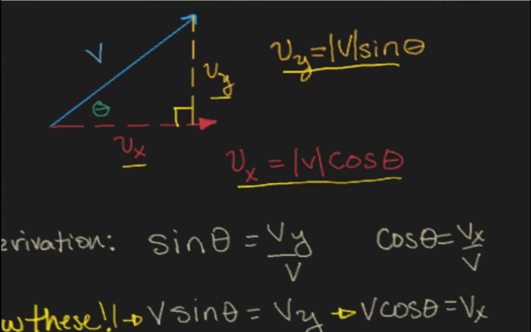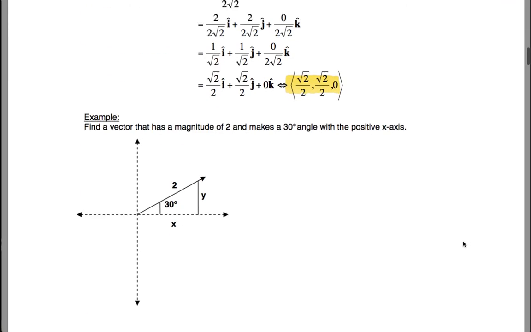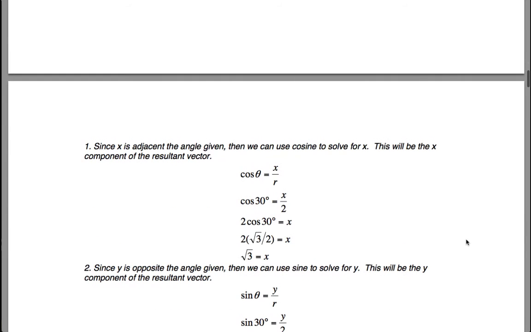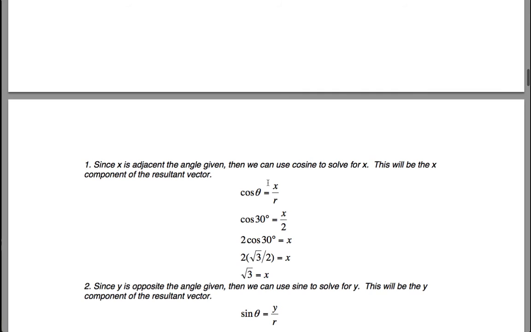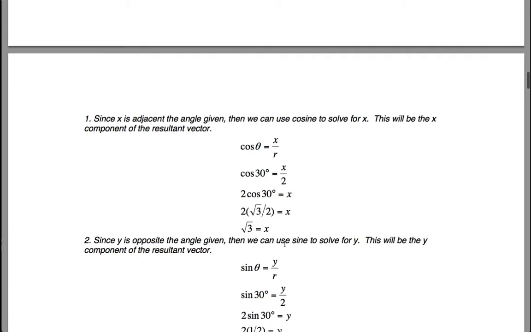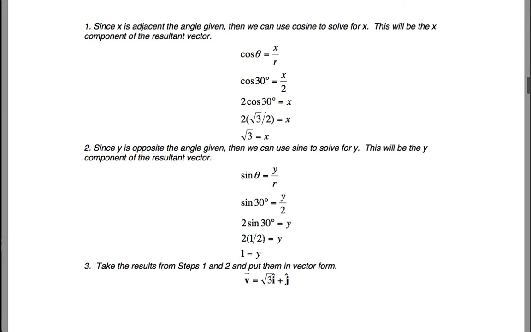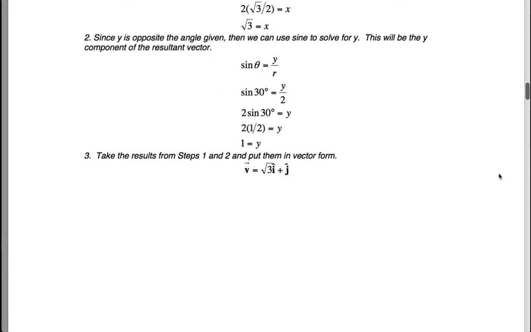All right? So if you're asked to find components given angles, don't freak out. Just plug into the formula or derive the formula, whichever you feel more comfortable doing. So for the x component, you just take the radius in this case and multiply it times your cosine of that angle, which is root 3 over 2, and then sine of the angle for the y component, and then put it in vector form. i, comma j could have also been written for that example.